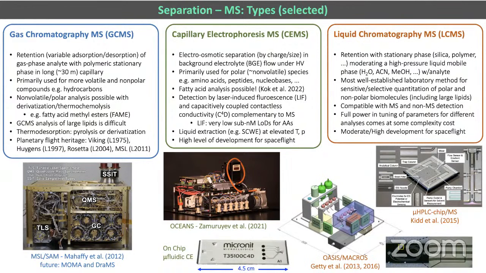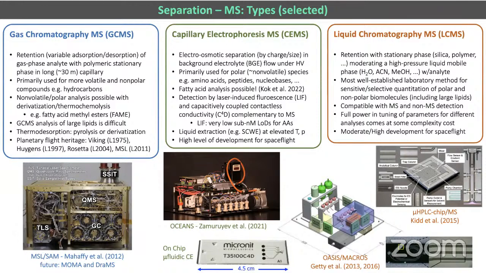So GCMS on the left, most of you are familiar with the SAM experiment on Mars, which uses a 6-column GC. And essentially, as I said, non-volatile polar analysis is possible with derivatization and thermochemolysis. You can analyze fatty acids, so this is today's topic, by transforming them into fatty acid methyl esters. GCMS of large lipids, however, is difficult. And so that is somewhat of a driver to wanting to combine GCMS and a liquid protocol.